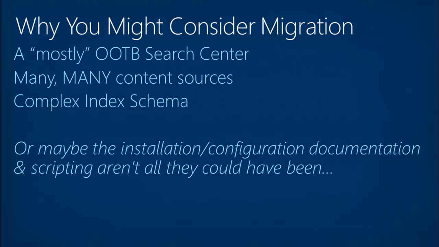Okay. So this next one, why you might consider going down the migration path and using the migration scenarios and tools that we're going to talk about. So you have a mostly out-of-the-box search center. You may have many content sources, right? You could have 30 different content sources. You have different crawl rules associated with them, different crawl schedules. Lots of complexity maybe to set those up. Another scenario, you may have a complex index schema. So lots of managed properties, crawl properties, and mappings.